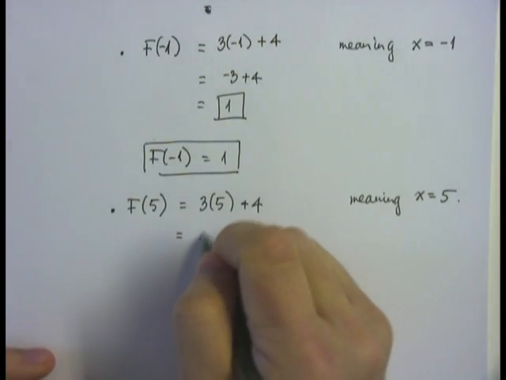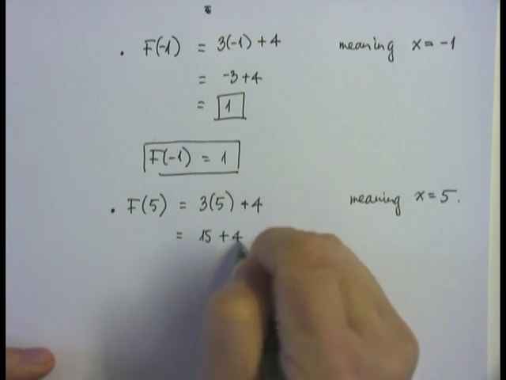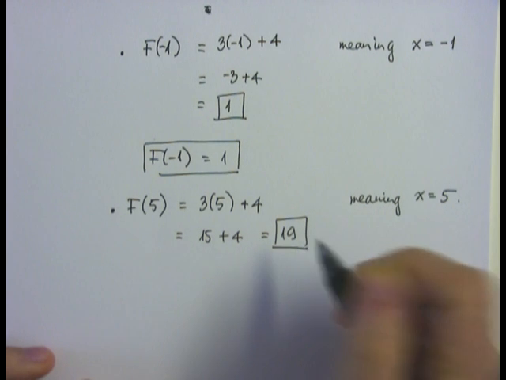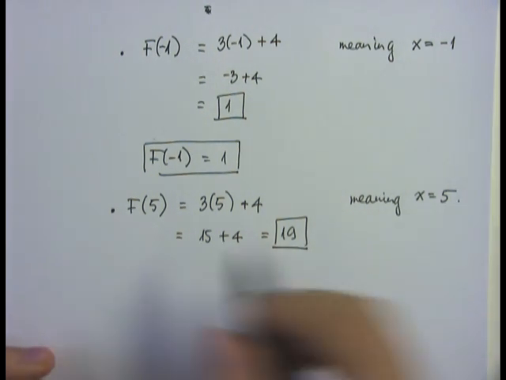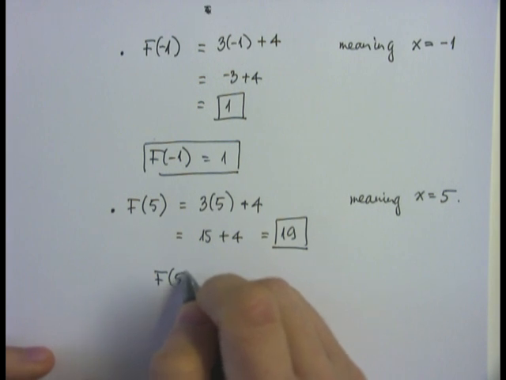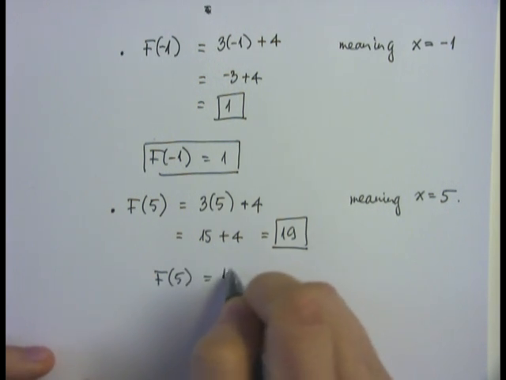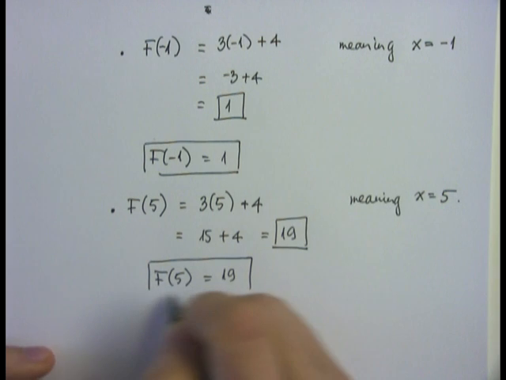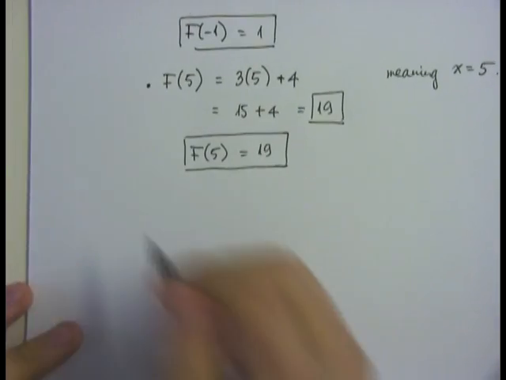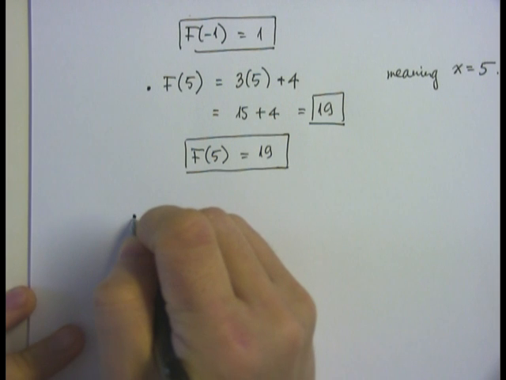And so now I have 15 plus 4, and that equals 19. And here's my final function's value, my evaluated function's value. And here, finalizing the problem, I have capital F of 5 equals 19. And that's how we evaluate the function's value. Now, once again, let's try one more step further.